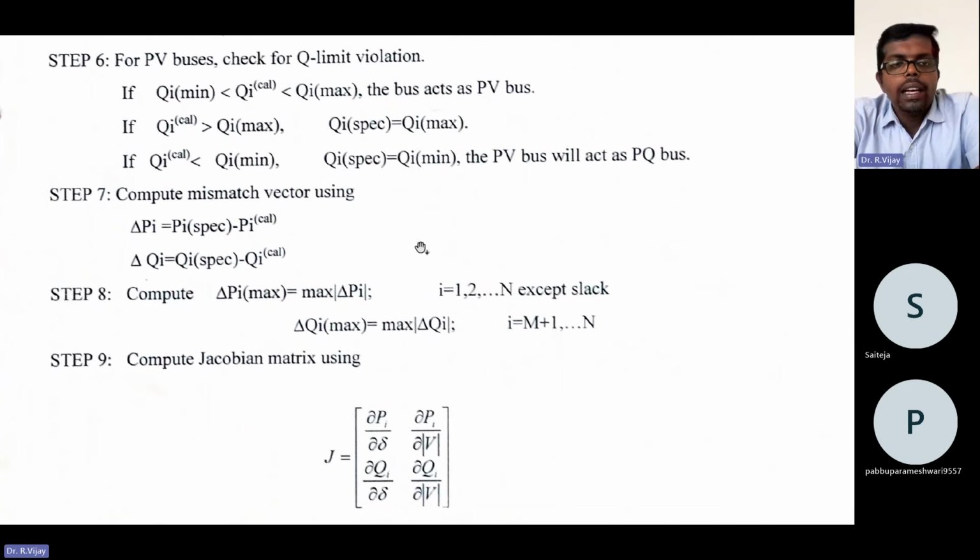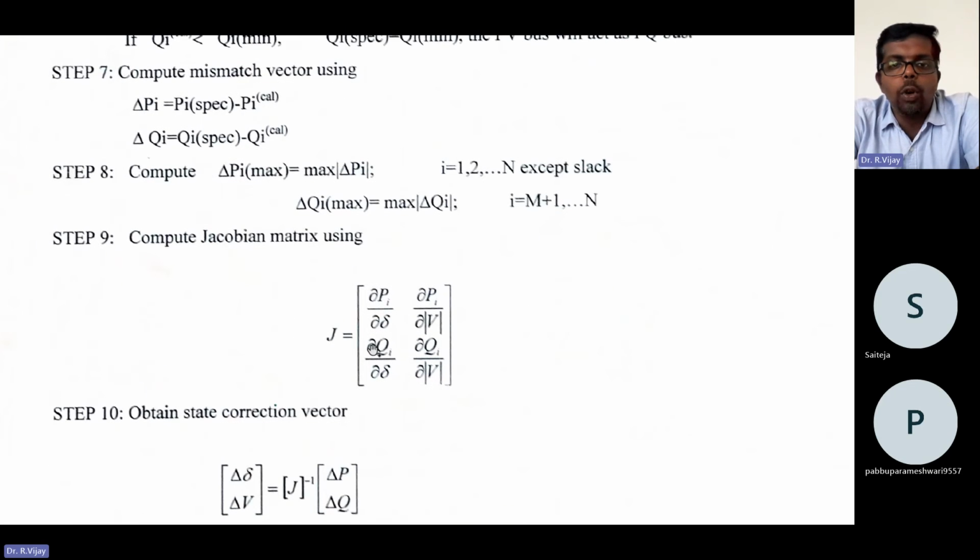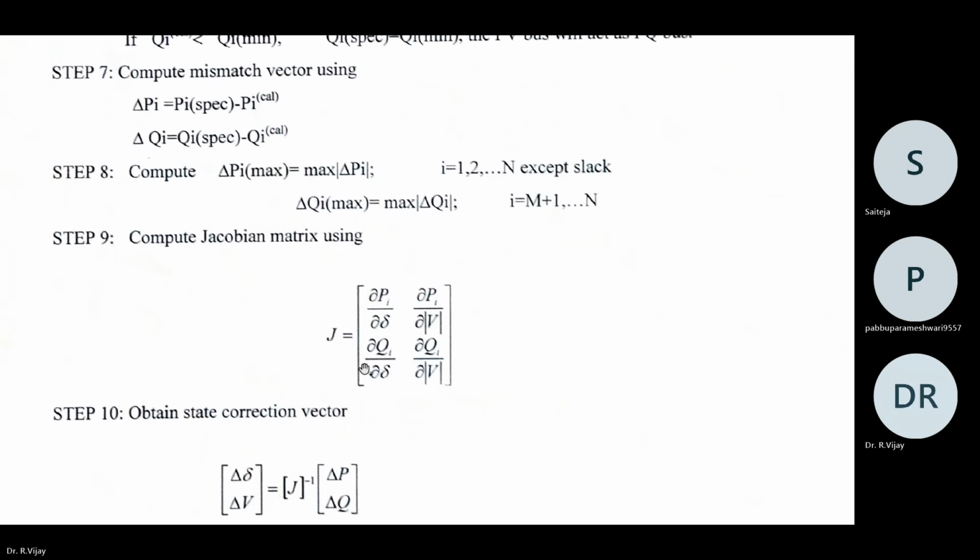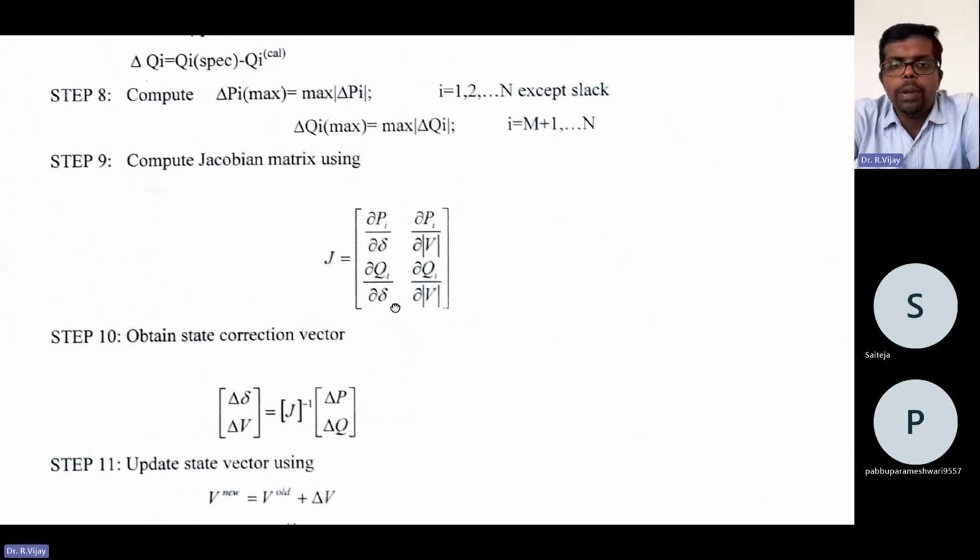Next, after that you need to calculate del PA, del QA. Next, del PA maximum, del QA maximum. Next, you need to compute the Jacobian matrix. Jacobian matrix J is equal to dou Pi divided by dou delta, dou Pi divided by dou V, then dou Qi divided by dou delta, and dou Qi divided by dou V. So this is how you need to calculate the Jacobian matrix.